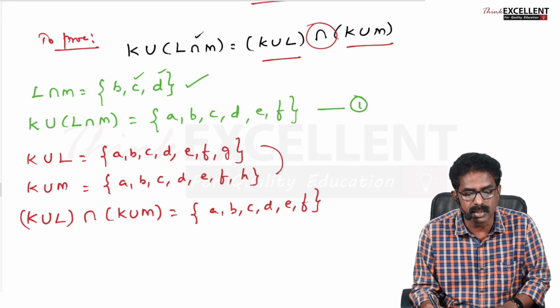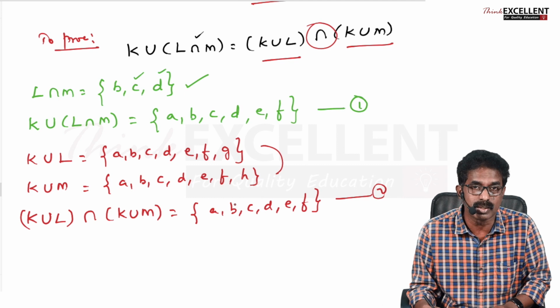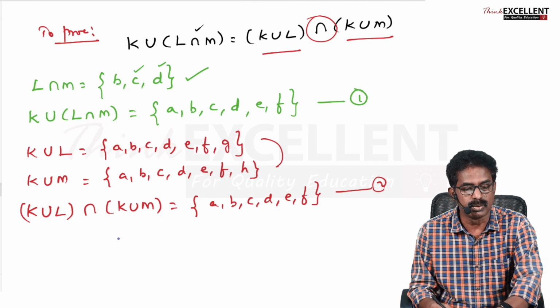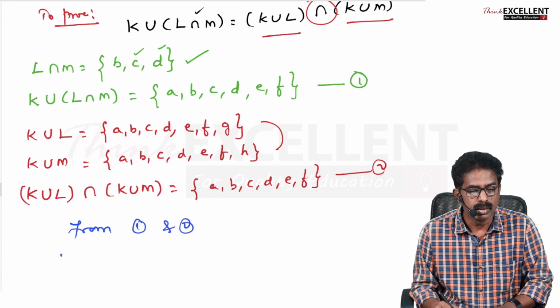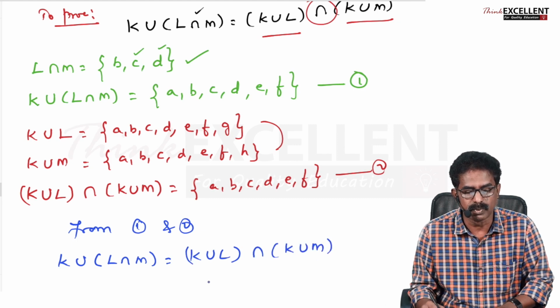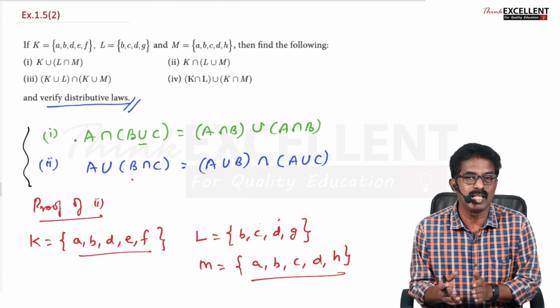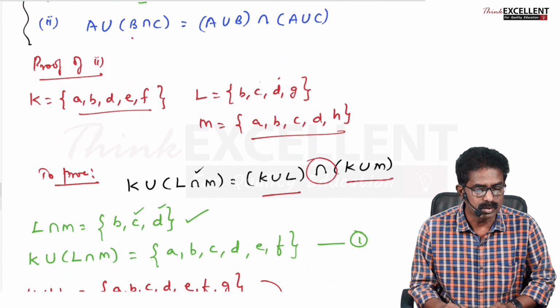Then G is here, H is here. They are not common. Take it as 2. 1 and 2, they are the same, right? You are supposed to get that they are the same. Yes, they are the same only. So from 1 and 2, K union (L intersection M) equals (K union L) intersection (K union M). Same way you can prove the first one also, instead of A, B, C, using the sets K, L and M.